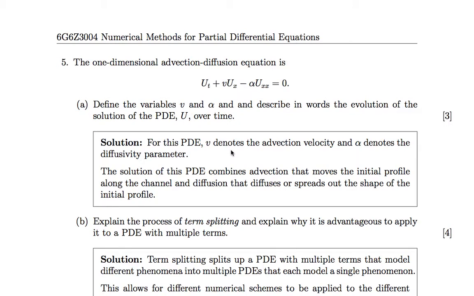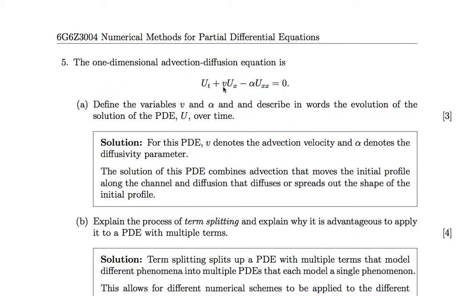I'm going to talk through the solution to question 5 from the 2016 paper Numerical Methods for Partial Differential Equations. In this question, you're presented with the one-dimensional advection diffusion equation. Here we have the equation, and we're asked to find the variables v and alpha used here and describe in words the evolution of the solution.